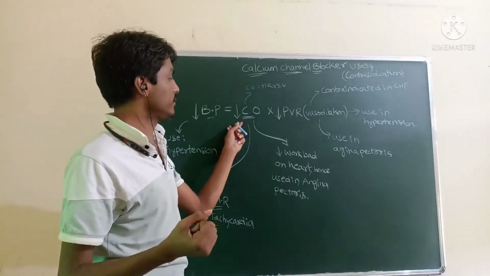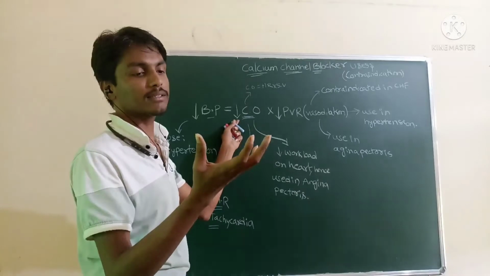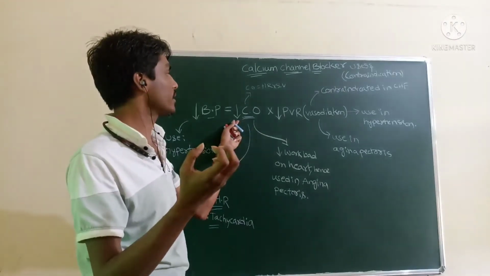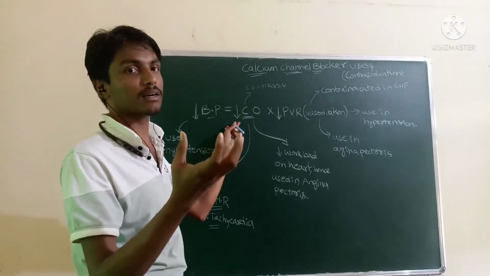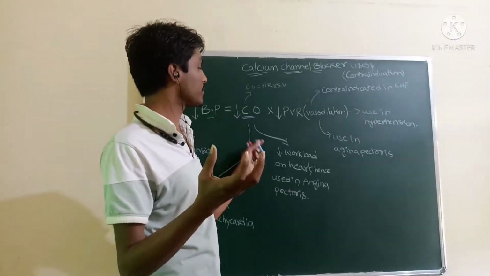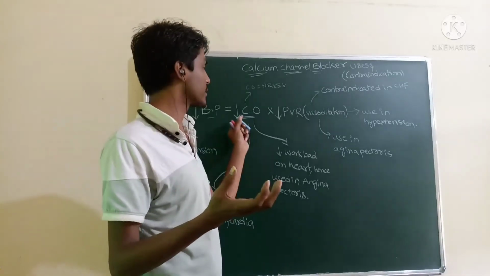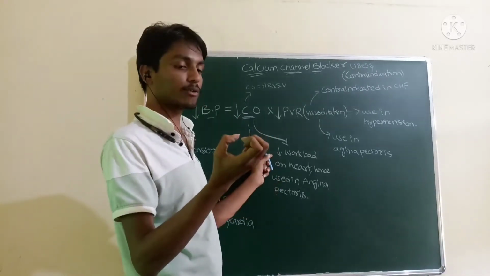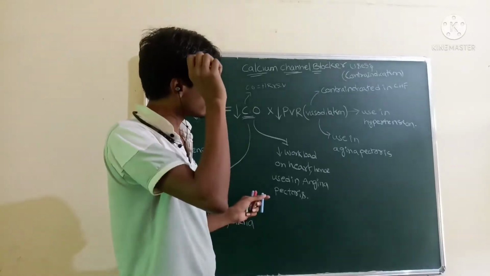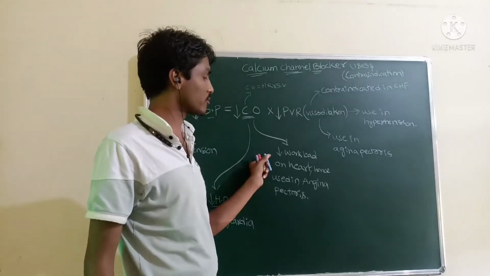So decreased cardiac output means less contraction of the heart. With less contraction, less work is done by the heart. Decreased cardiac output is nothing but decreased workload on the heart. Hence, we can use it in the treatment of angina pectoris.